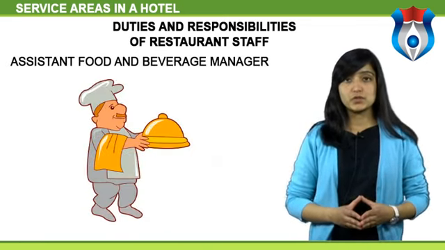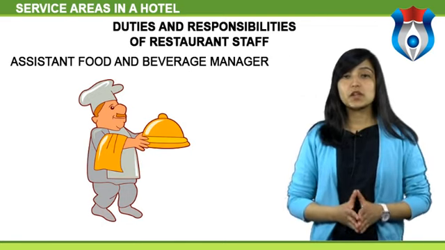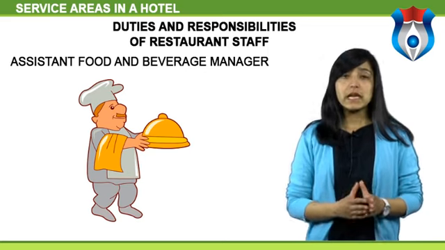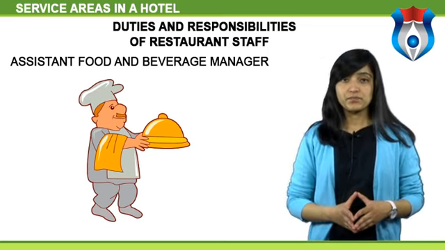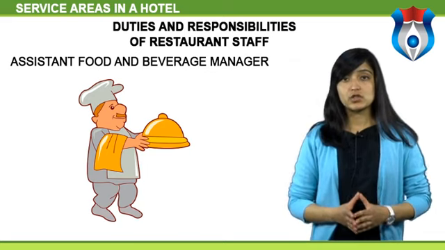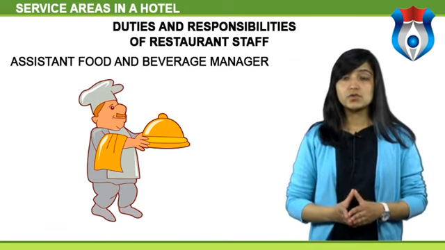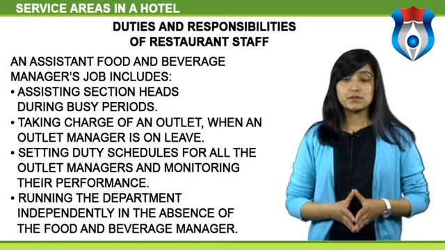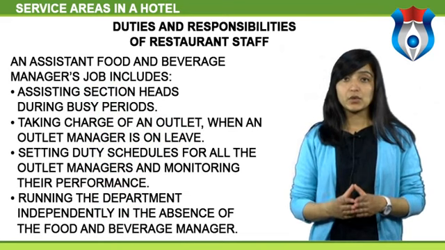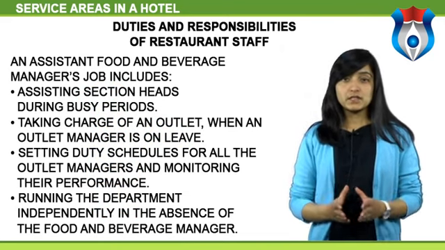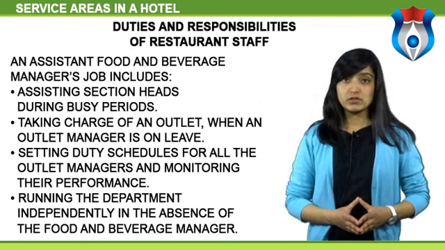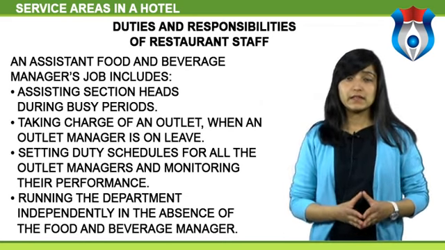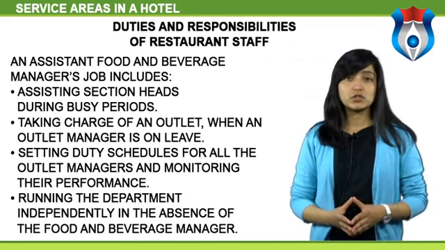Assistant Food and Beverage Manager. The Assistant Food and Beverage Manager assists the Food and Beverage Manager in running the department by being more involved in the actual day-to-day operations. This position exists only in large organizations. An Assistant Food and Beverage Manager's job includes assisting section heads during busy periods, taking charge of an outlet when an outlet manager is on leave, setting duty schedules for all the outlet managers and monitoring their performance, running the department independently in the absence of the food and beverage manager.